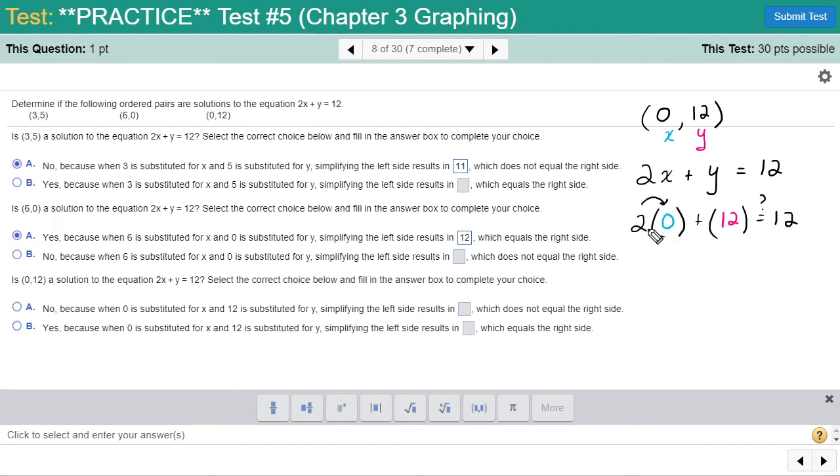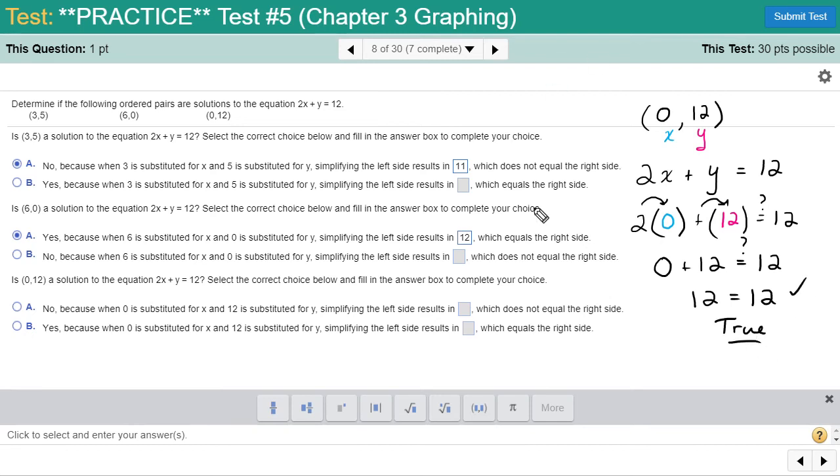Well, distributing here, 2 times 0 gives us 0, plus distributing here, positive 1 times positive 12 is still 12. Does this side, the left side, simplify to 12? Yeah, it sure does, because 0 plus 12 is still 12. So we end up with 12 equals 12. Again, absolutely a true statement.